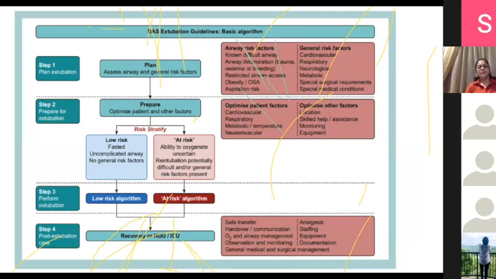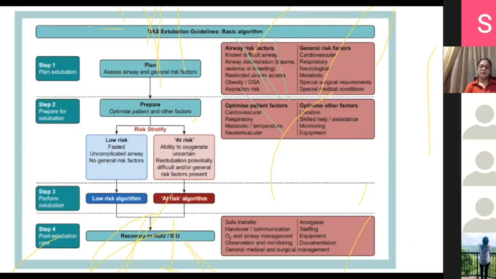But if you think your patient is at risk and you're not sure about the ability to oxygenate, or you're not very sure about reintubation, patient is having lots of general and airway related issues, then you follow the at-risk algorithm. Once you perform the extubation, depending upon the risk, you need to actually go for post-extubation care. And that is not just sending the patient to the post-anesthesia care unit or to the recovery area, as you may call. You need to do a safe transfer.